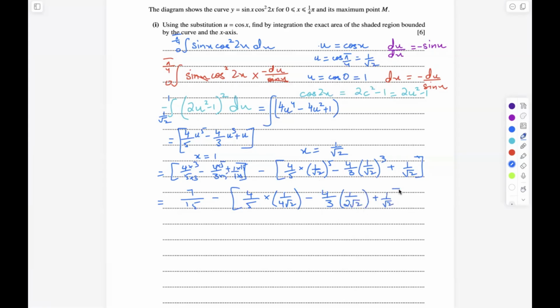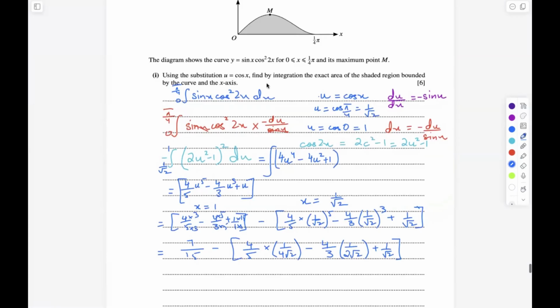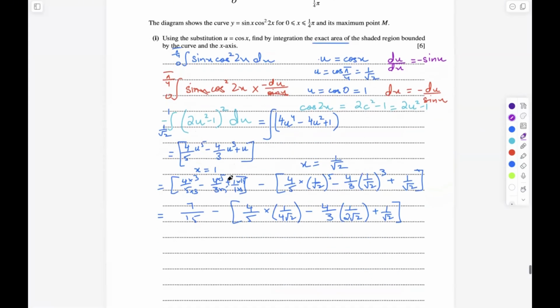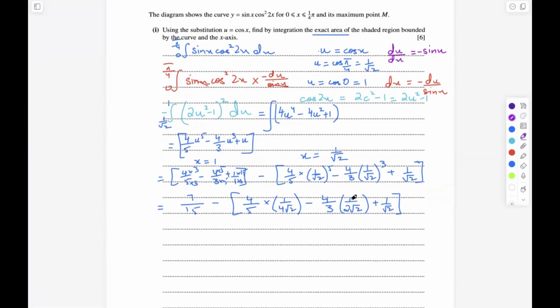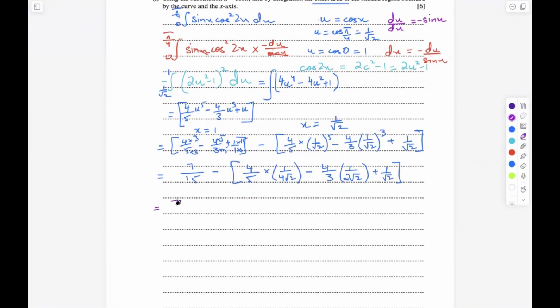And 1 upon root 2 will remain as it is. As we have to find the exact area, which means we cannot give our answer in terms of decimals. Else we could have just put this in the calculator and found the value in decimal. So now simplifying, this 4 and 4 will cancel out, and this 2 will cancel out with 4. Now, as we have a root in the denominator, we can multiply and divide by root 2 in the numerator and the denominator.